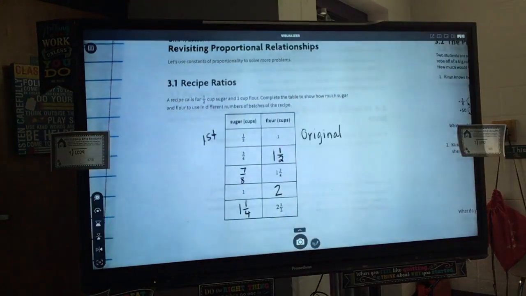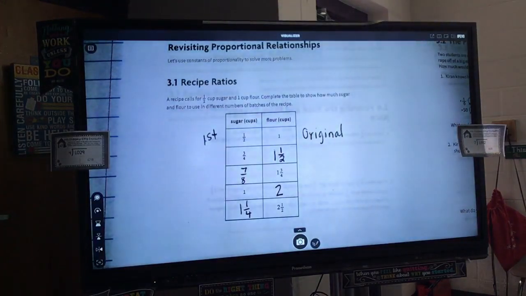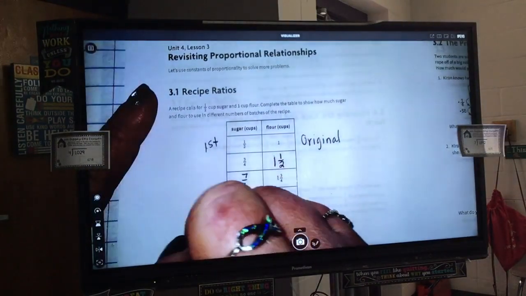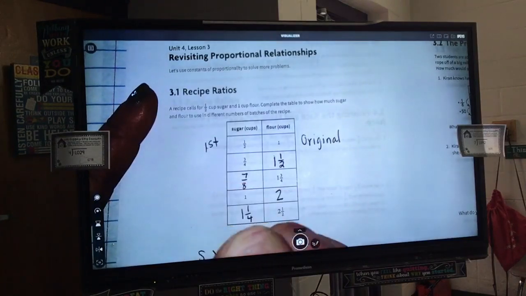All right, so what was your strategy or your group strategy to figure out how to fill this in? River. So if we had the number for the sugar, we would times it by 2, and if we had the flour, we would divide it by 2. So sugar was times 2, and the flour was divided by 2.